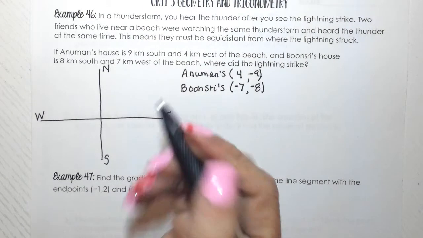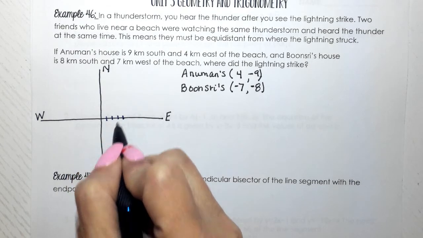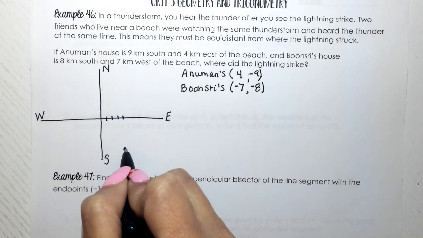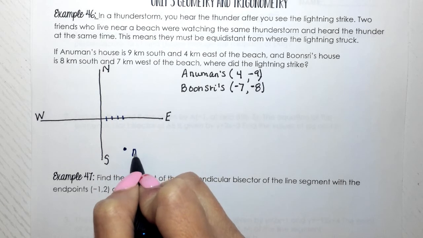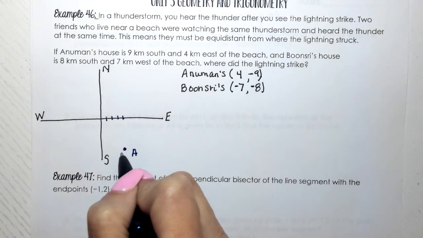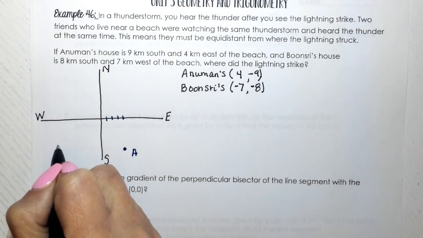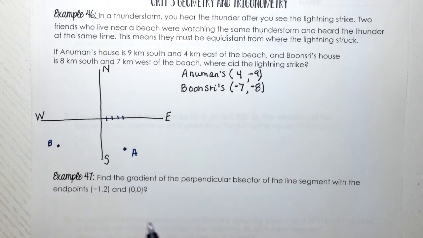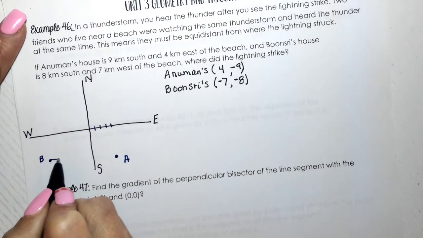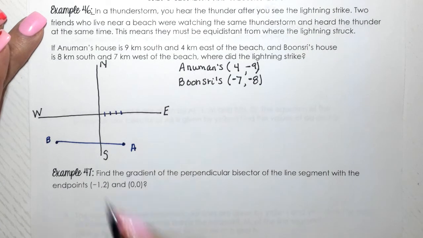So I'm going to switch over to blue. I'm going to go 4, then 1, 2, 3, 4, and -9. I'll throw it down here and label this A. And over here I'm going to go -7. This was -9, so -7, -8 will be a little bit higher than that, and I'll label that B. Then I'll connect those dots. It's something like that, probably off a little bit.